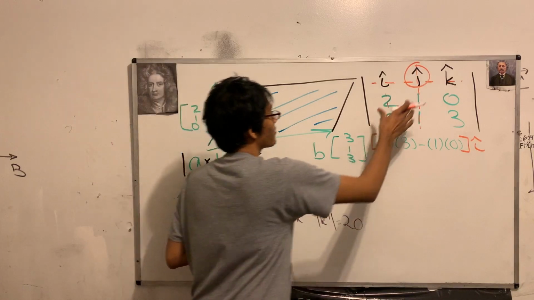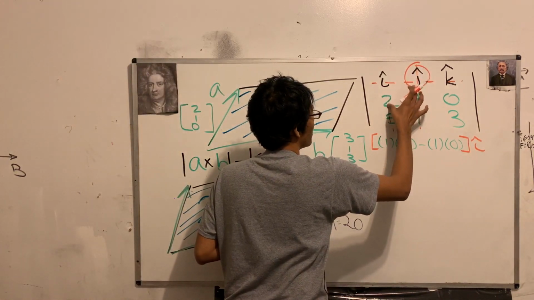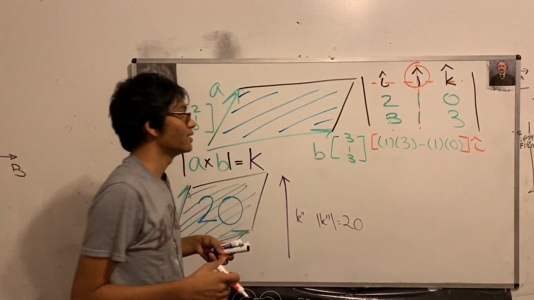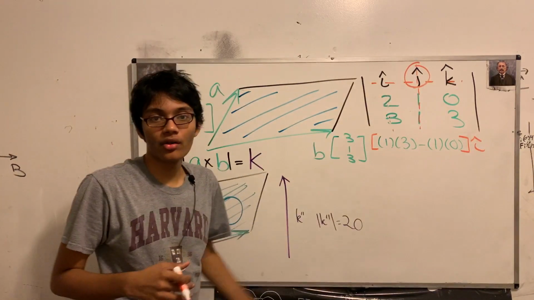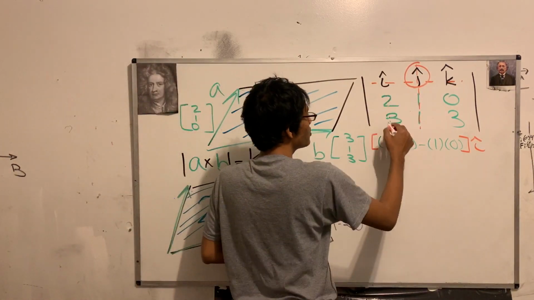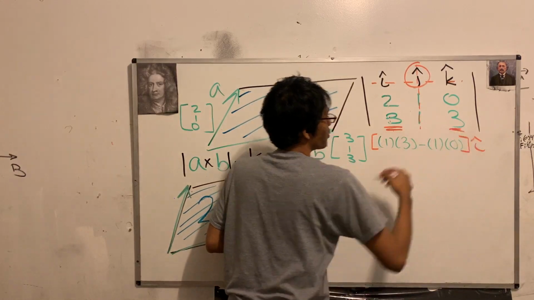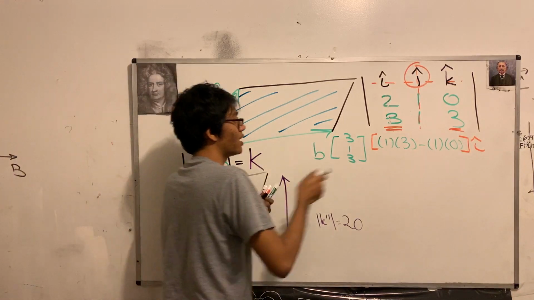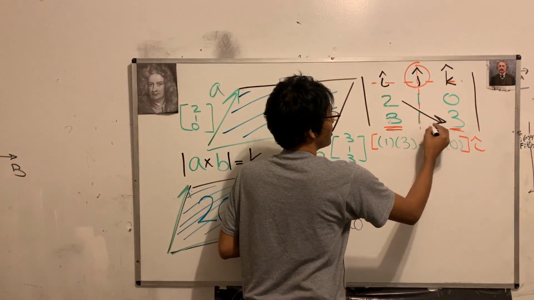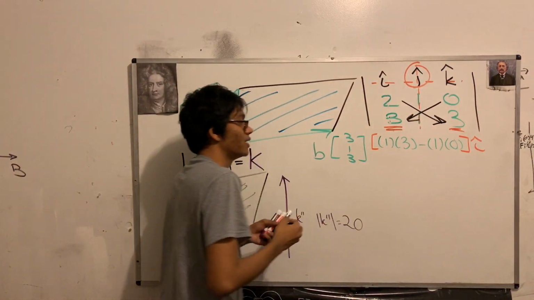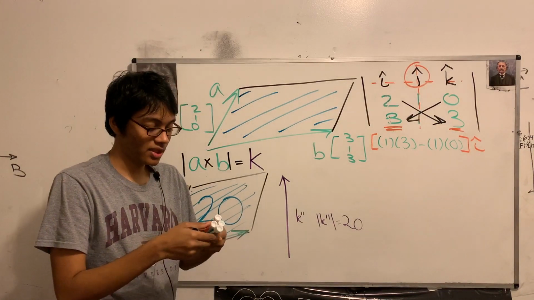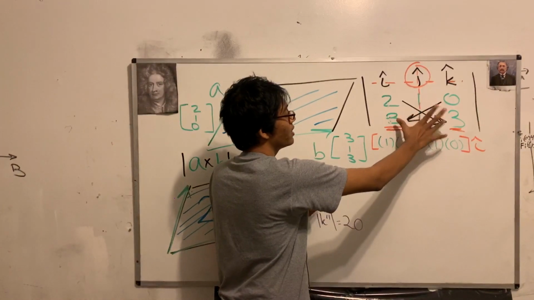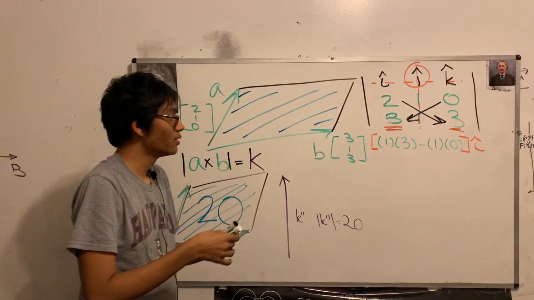And I'm going to look at the two leftover columns that are not in this highlighted orange zone. Those two columns are 2, 3, and 0, 3. And I'm going to find the determinant of those columns. So 2 times 3 minus 0 times 3. So all I have to do right now is find the determinant of these two columns.